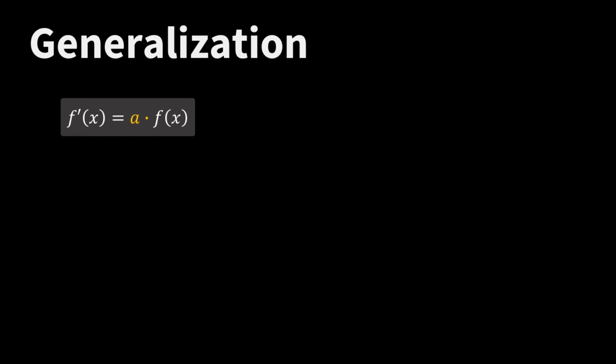Remember that I set k to 1 in the rabbit equation. However, if k is not 1, then what we need is a function whose derivative is a times itself. How can we solve this problem? If we plug a times x into our polynomial, we get 1 plus ax plus 1 over 2 a squared x squared plus 1 over 6 a cubed x cubed and so on.